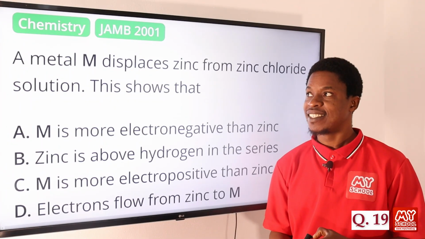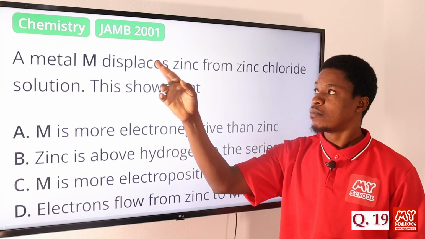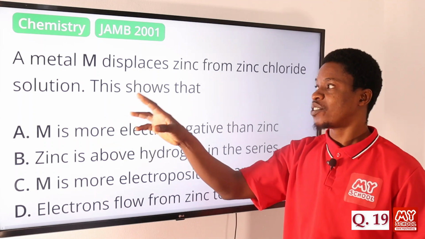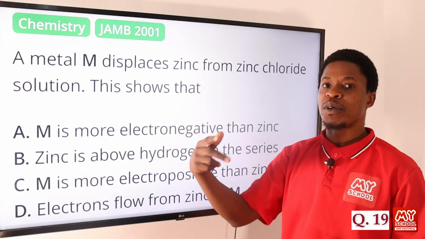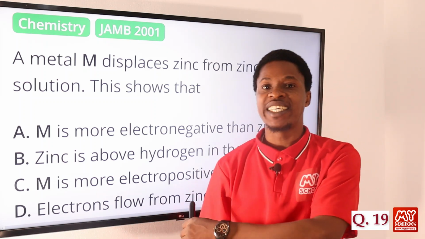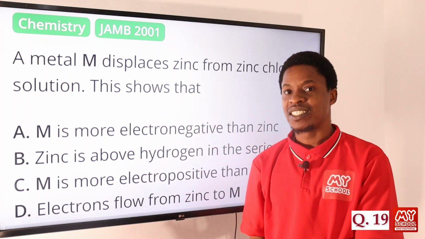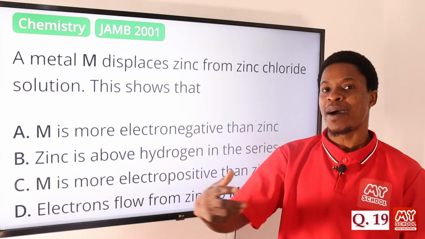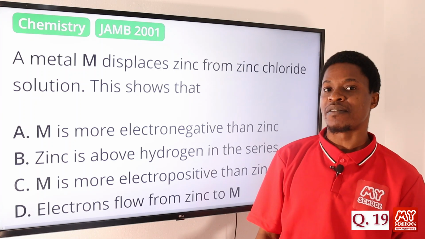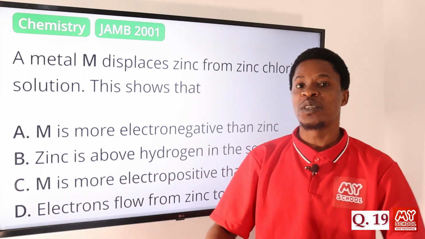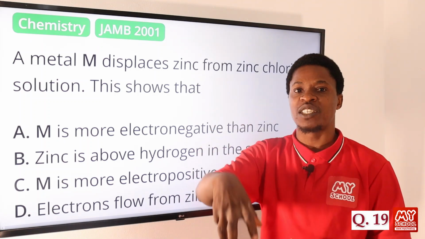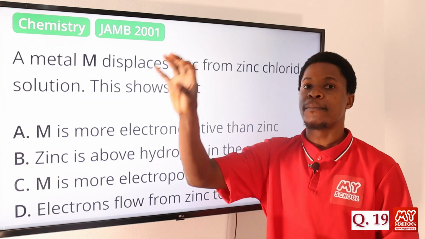Question number 19. A metal M displaces zinc from zinc chloride solution. This shows that for any metal to be able to displace the other metal from the solution, it means that it has more power, it is more reactive than it. If it is less reactive, it does not have the power to go and displace it and come into that place. Just imagine a giant and a dwarf displacing the other. So the one that is more powerful, the more reactive one, will be able to displace the other metal that is less reactive from the solution.